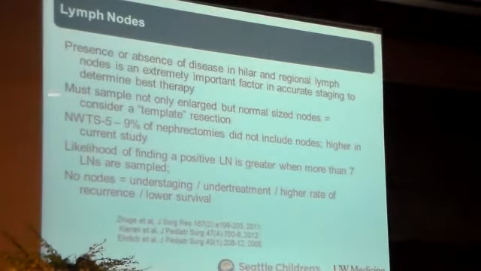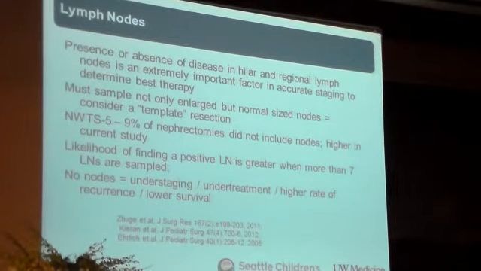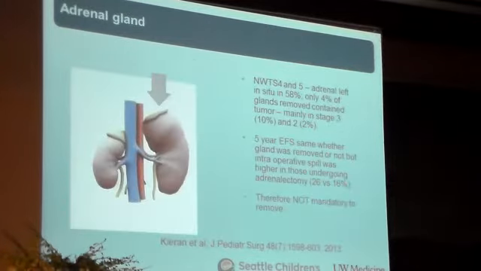As far as lymph nodes, it's really important to sample them, and the likelihood of finding a positive lymph node is greater when more than 7 lymph nodes are sampled. So you have to sample 7 or more lymph nodes. If you don't take the nodes, there's a risk of understaging and undertreating, with a high rate of recurrence that has been shown to lead to lower survival. So it's really important to sample lymph nodes when you do a nephrectomy.